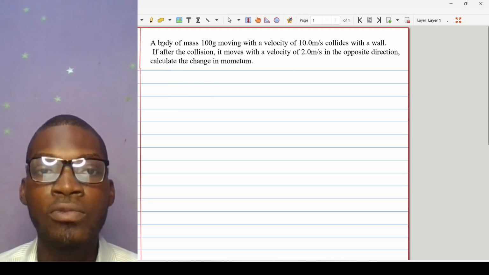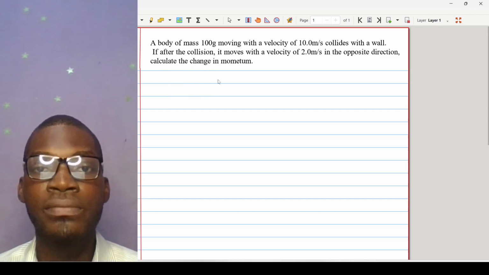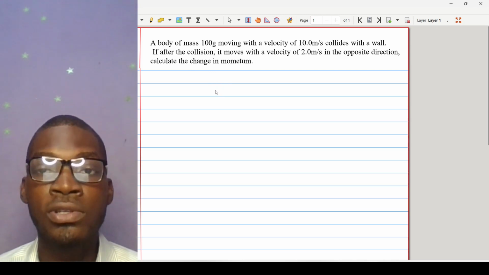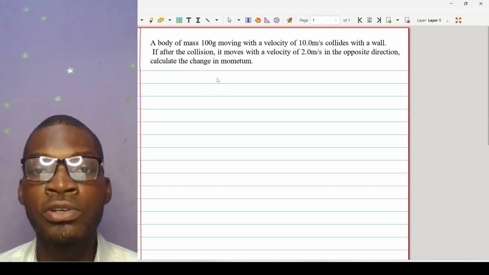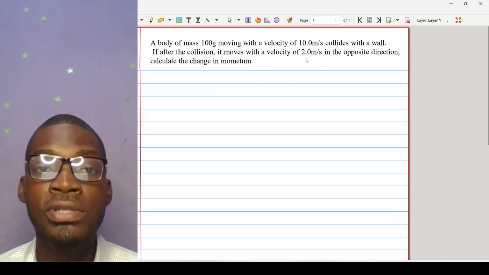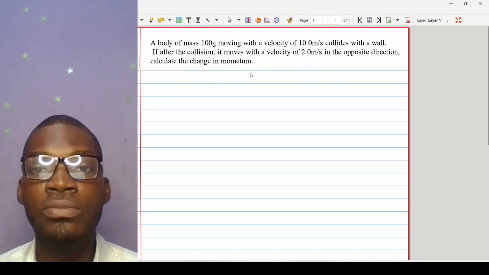The question says a body of mass 100 grams moving with a velocity of 10 meters per second collides with a wall. If after the collision it moves with a velocity of 2 meters per second in the opposite direction, calculate the change in momentum.